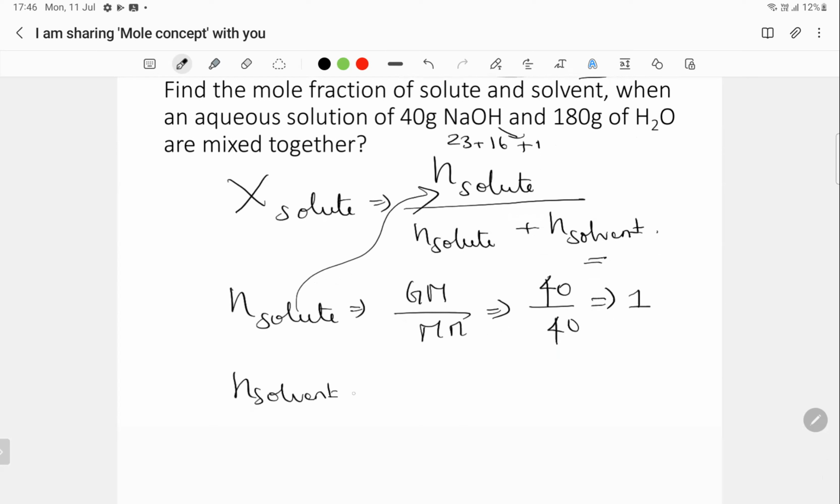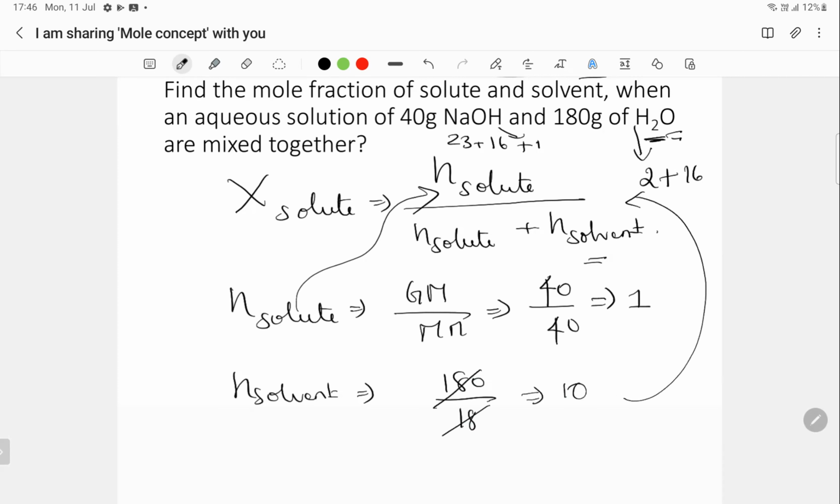What's your answer? 180 divided by 18, ma'am. The molar mass of H2O: for hydrogen, 2 atoms, so 2. For 1 oxygen, the atomic mass is 16. You have to know the atomic masses of the first 20 elements. For hydrogen 1, helium 2, and so on, you have to know it. So 180 divided by 18 is nothing but 10.